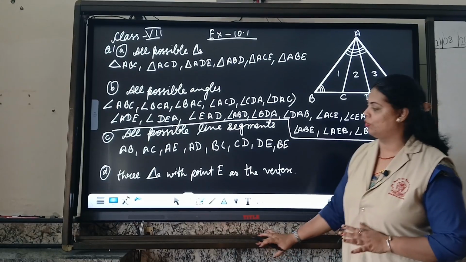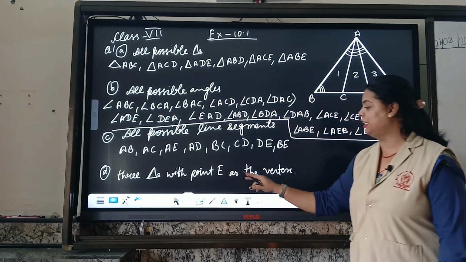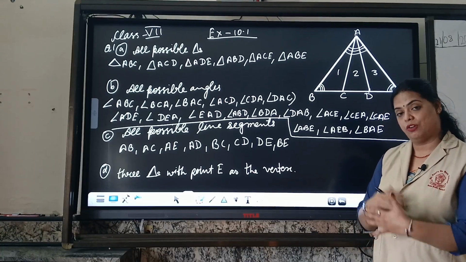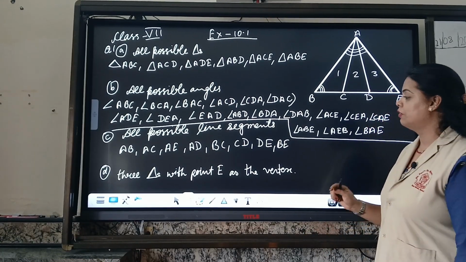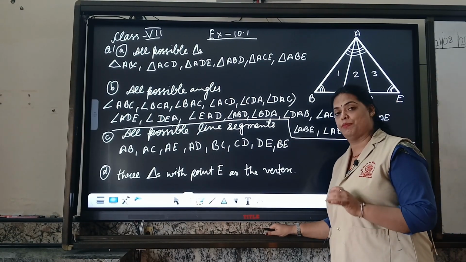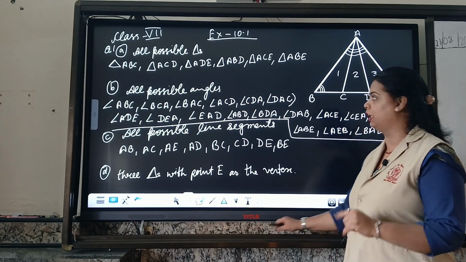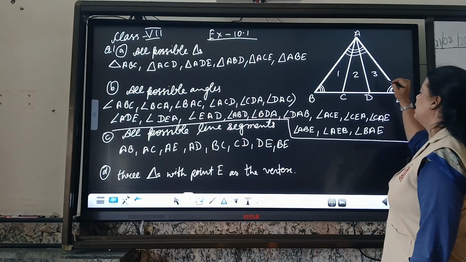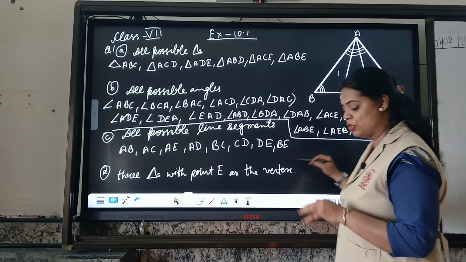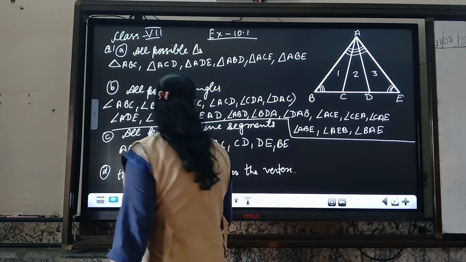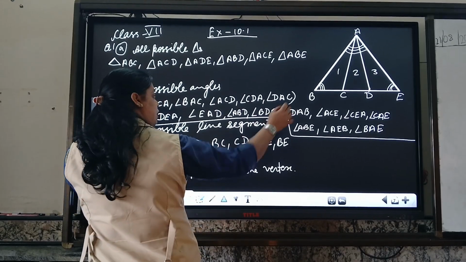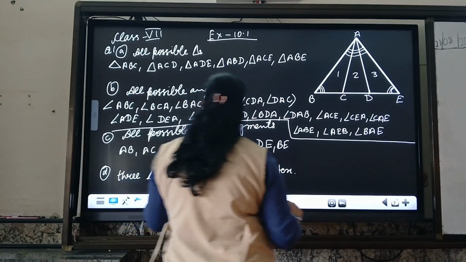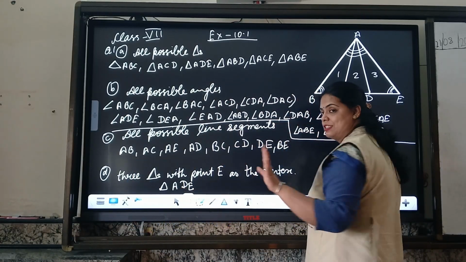Now we have to write three triangles with point E as the vertex. Now name the triangle. If a triangle has point E as a vertex, we will consider that only. So which triangle can be considered? Yes, triangle number 3. If I write its name, I get vertex E: triangle ADE. Here you can see I have 3 vertices, out of them one is E.